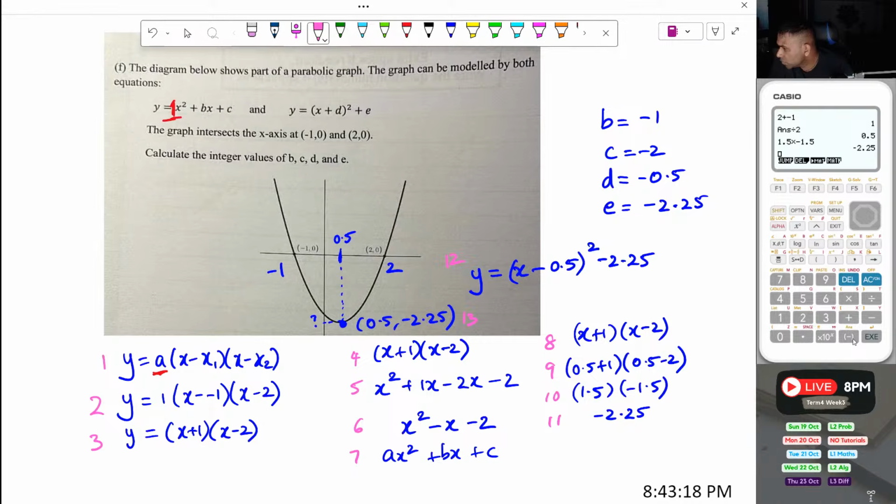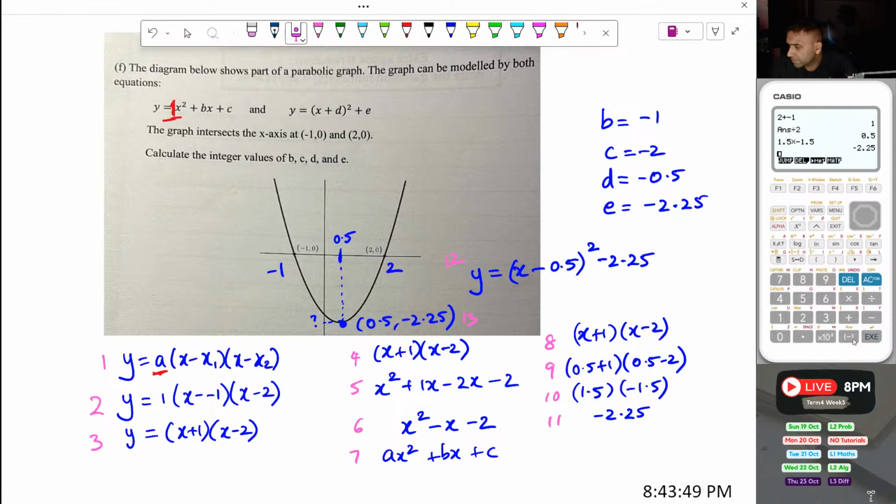What did I do in line 9? Line 9, I just multiplied. Well, I substituted it because remember, I know that 0.5 is in the middle of those two intercepts. So what I did was I took 0.5 and I put it in here and here. So I substituted 0.5 as x and then worked it out.